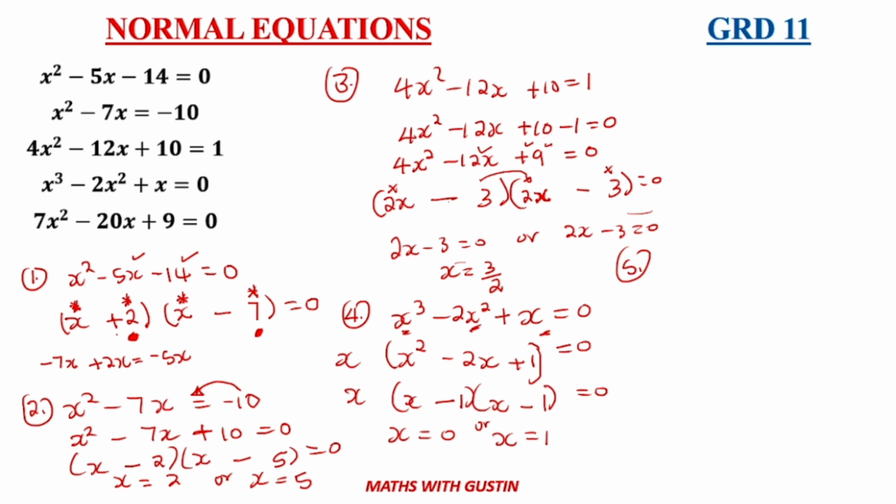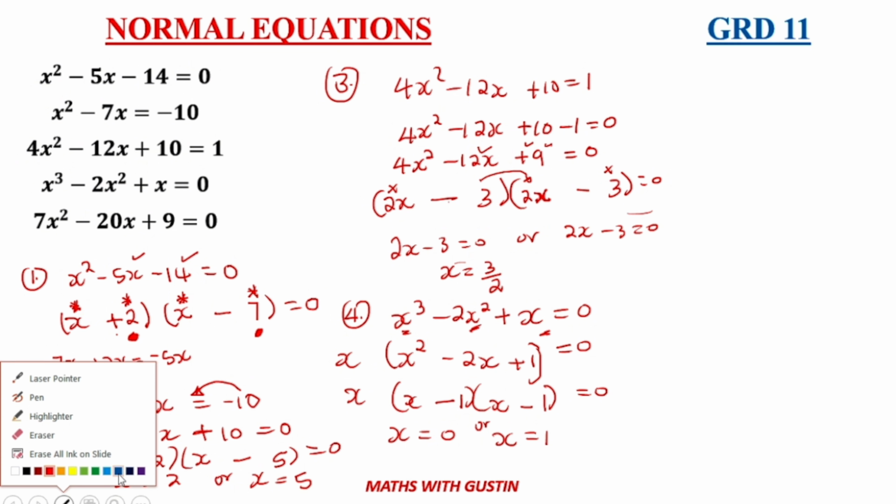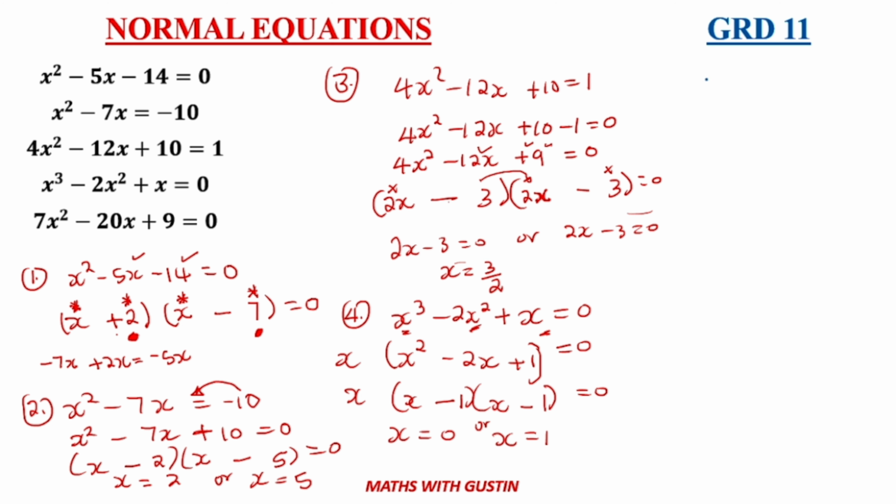So now if you have a look at this one, I think I must start a little bit at the top here. I'm just going to change the color for the sake of understanding and visibility. On number 5, we have 7x squared minus 20x plus 9 is equal to 0. This is one of those equations you can't even divide by 7. Even if you try to factorize, you won't get the factors. It doesn't have the factors. So in this case, we must use the quadratic formula to solve this one.